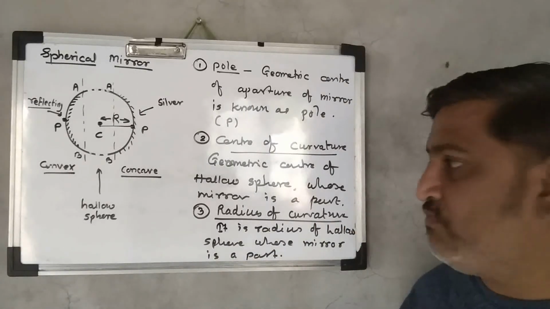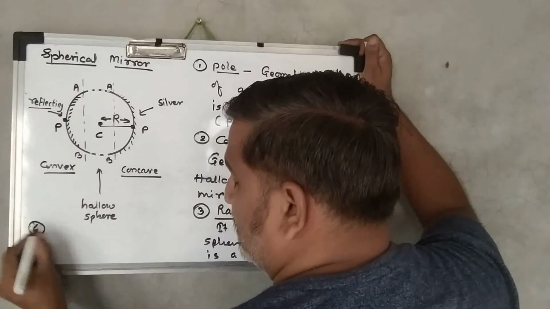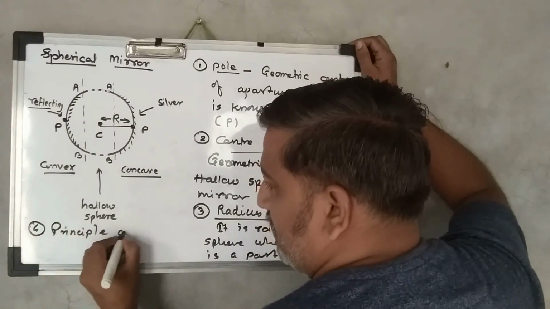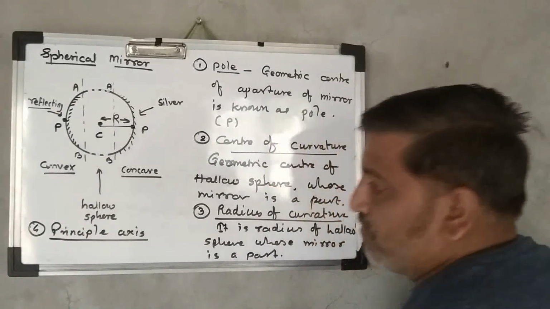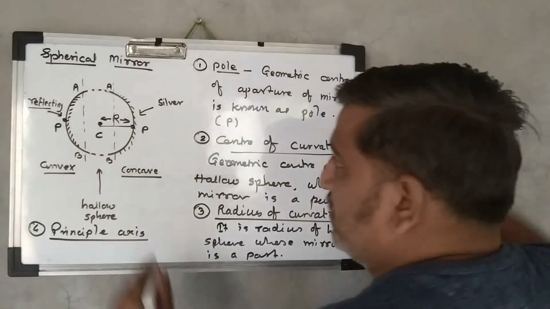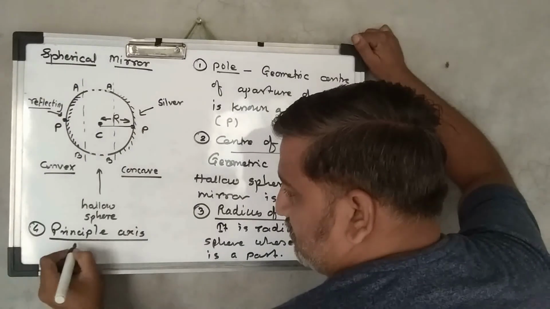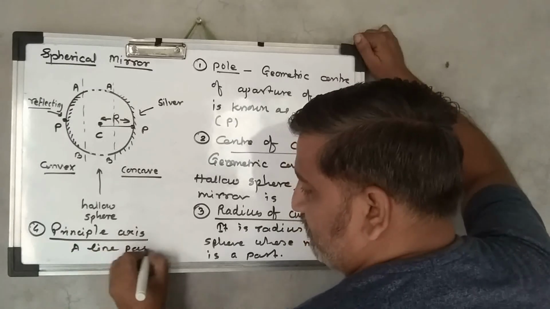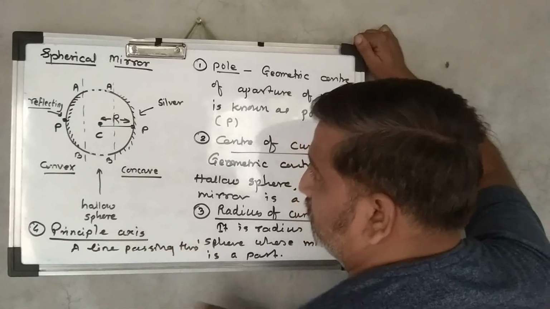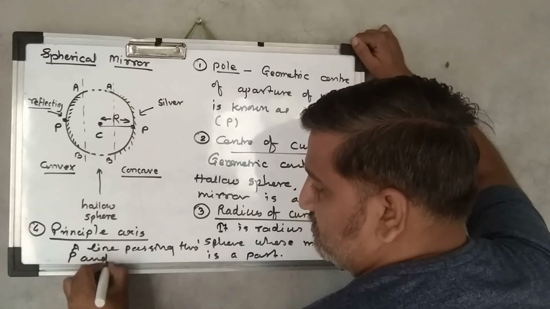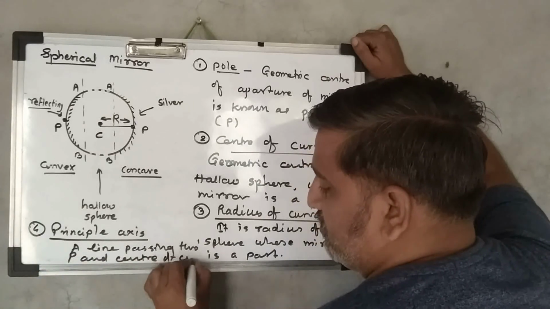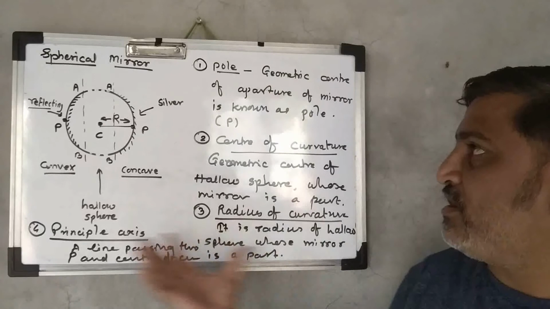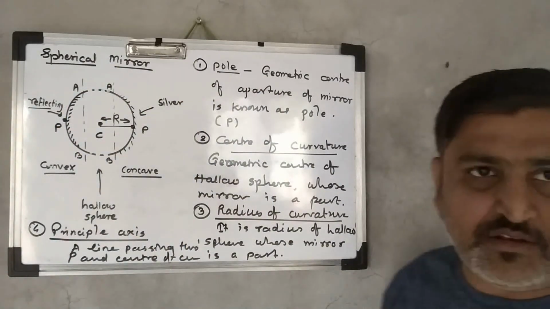Now one more definition which I am going to explain is the fourth one, the principal axis. What is this principal axis? It is an imaginary line passing through the pole and the center of curvature, and it is known as the principal axis. These are the four different related concepts of the mirror.